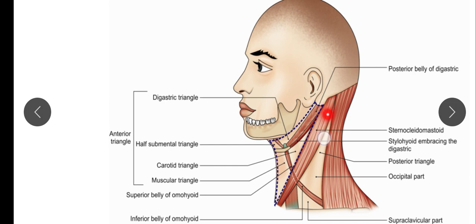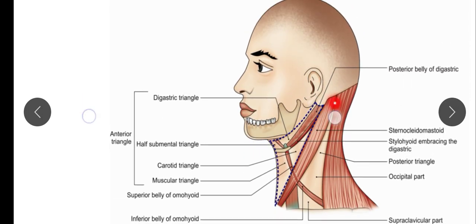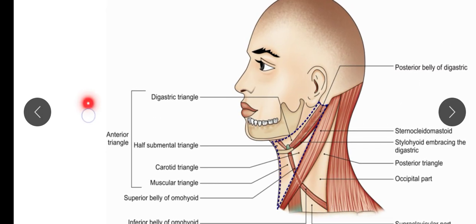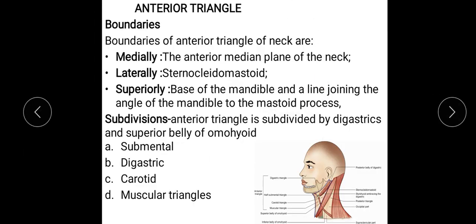And the area posterior to the sternocleidomastoid muscle, between sternocleidomastoid and the trapezius, is the posterior triangle of neck. Again, this is the posterior belly of digastric muscle, this one is the anterior belly of digastric muscle, and this is the superior belly of omohyoid muscle. This divides the anterior triangle into 4 triangles. Okay? We will see one by one.